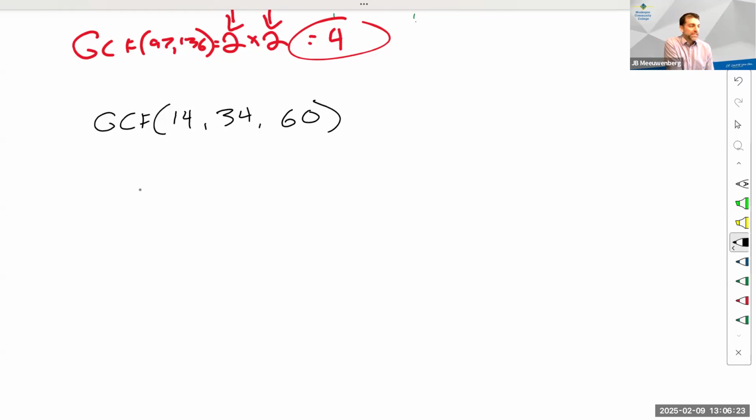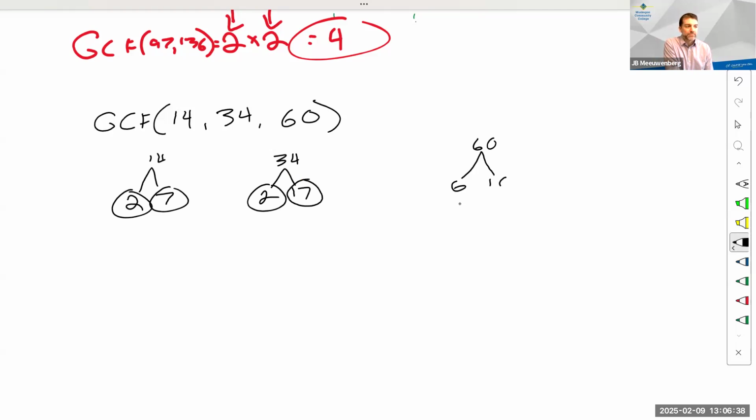So if we do our factor trees, 14 is equal to 2 times 7. 34 is equal to 2 times 17. 60 is equal to 6 times 10, and then 2 times 3, which are both prime, and 2 times 5, which are both prime. Then I'm going to stack them over here. We've got 14, 34, and 60.